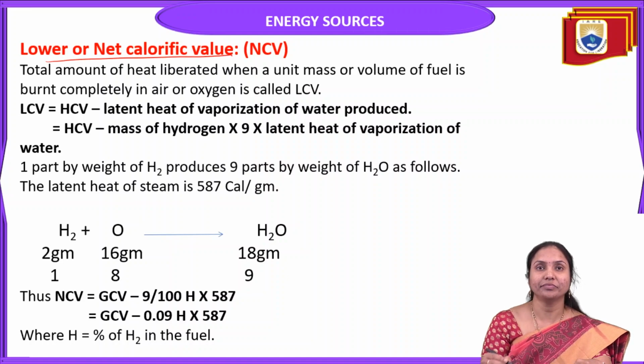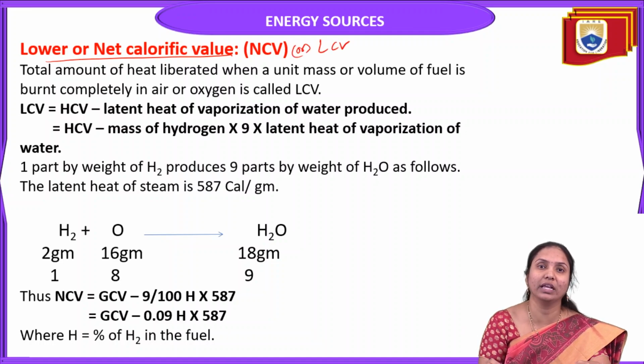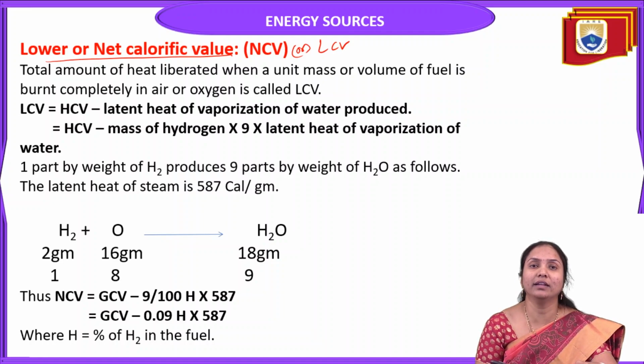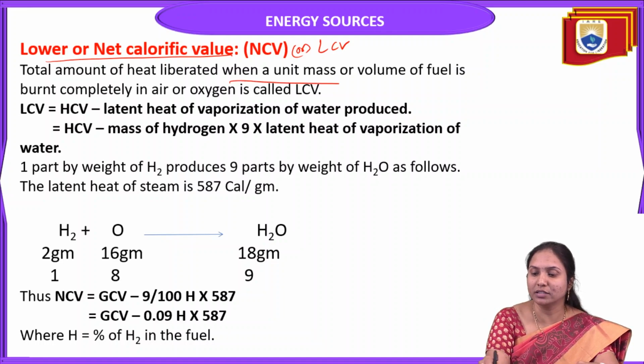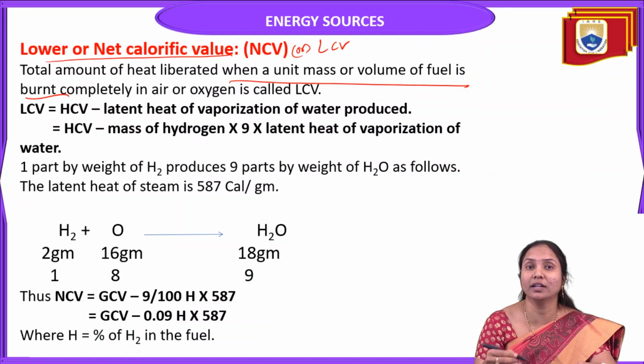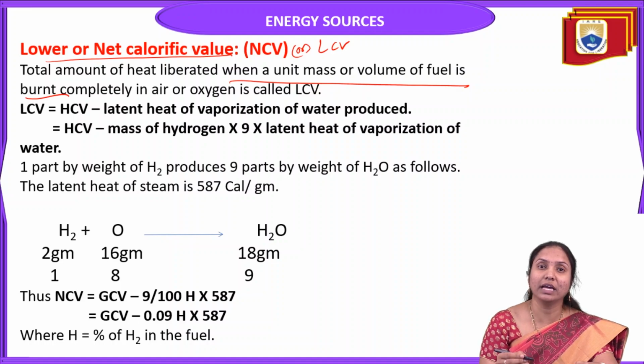And the second one is the lower or net calorific value, NCV or LCV, lower calorific value or net calorific value. So how can we calculate this net calorific value? Actually, first the definition of calorific value: what is the calorific value? It is the total amount of heat liberated when a unit mass of fuel is burned. That is called calorific value.